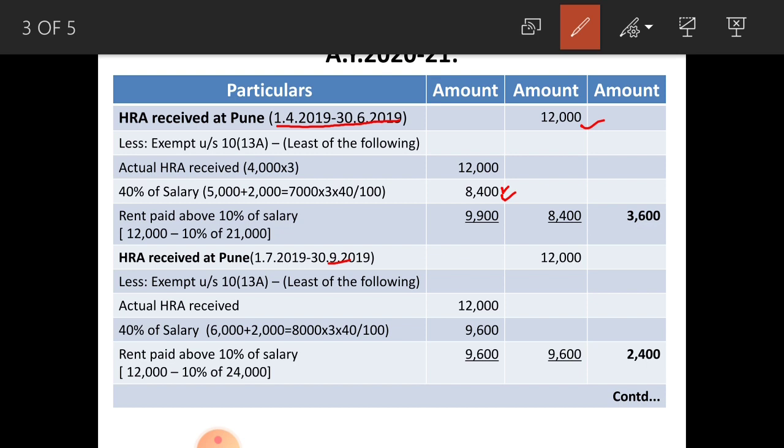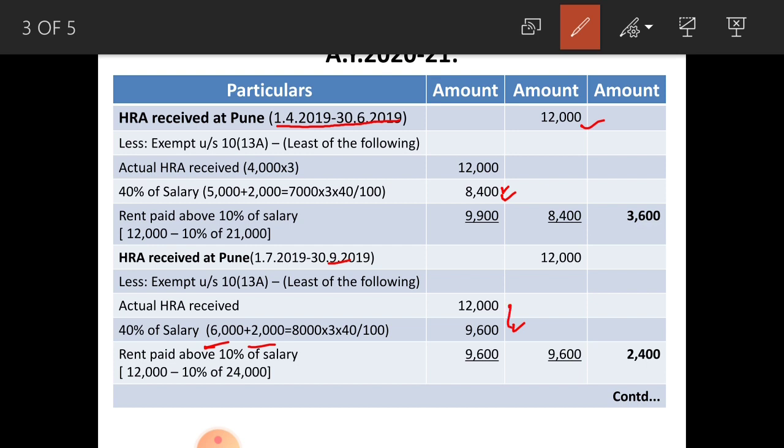So 12,000. Next you have to deduct the least of the following 3 things, that is actual HRA received 12,000, 40% of salary. Now see, basic increased to 6,000, that is 5,000 plus 1,000 increment, plus there is no change in DA, that amounts to rupees 2,000 only. So the total salary is 8,000 per month for 3 months, that amounts to rupees 24,000. 40% of 24,000 amounts to rupees 9,600. Then rent paid above 10% of salary also amounts to rupees 9,600.